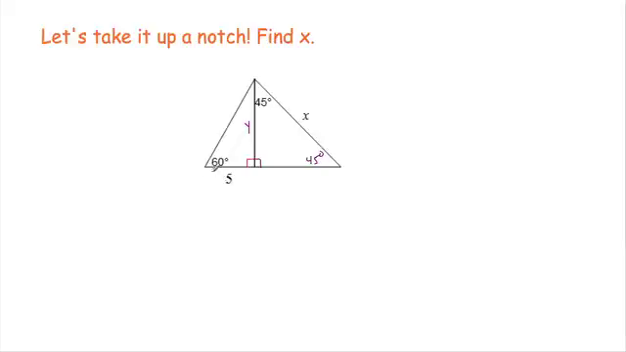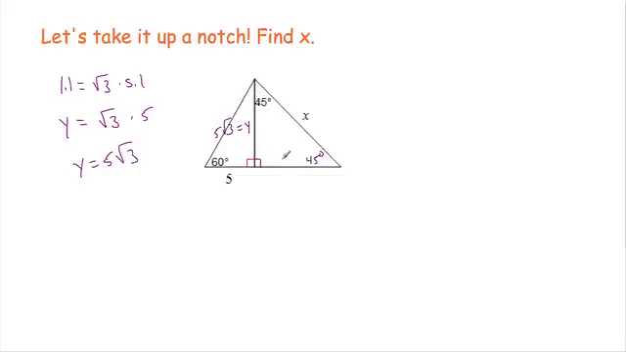So let's see here. I know the shorter side, and I want to find the longer side. So what's my longer side? Longer leg equals radical 3 times shorter leg. So here we go. y equals radical 3 times 5. So y equals 5 radical 3. So we're good with that.